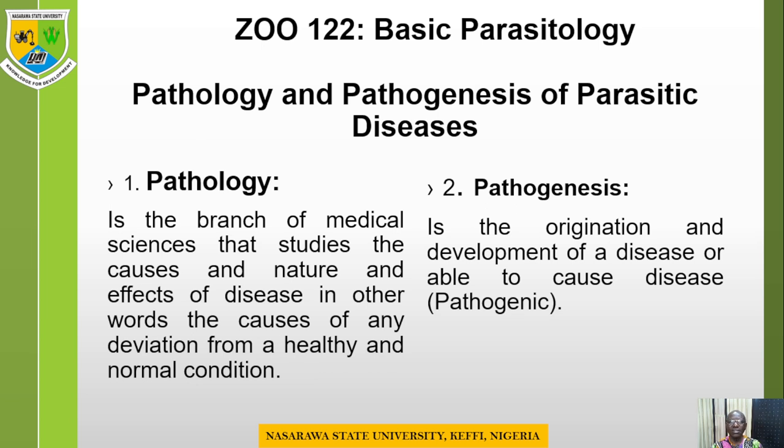Students, today we are going to discuss ZOO122 on the topic basic parasitology. This is part of what we are going to do in the course of this study for this second semester. And we are going to look at the aspect of the pathology and the pathogenesis of parasitic diseases, its effect and influence on other living organisms, including animals, humans, and all others.